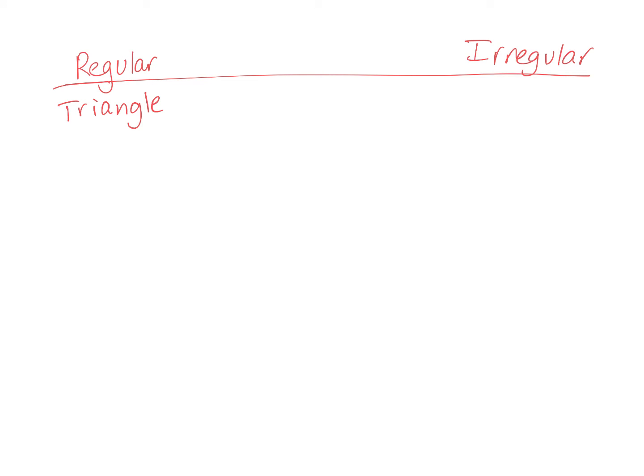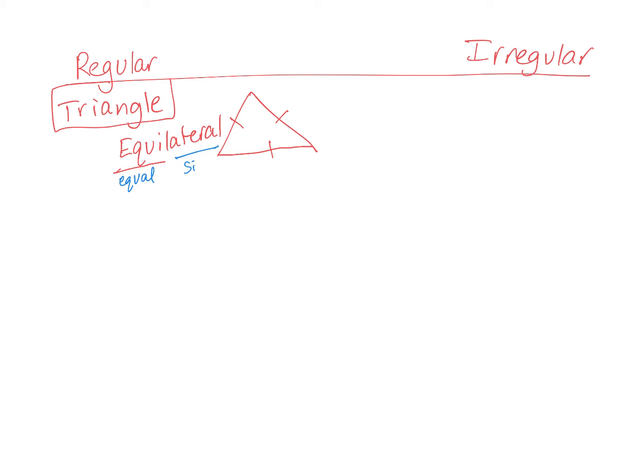A regular triangle has all equal sides and equal angles. This is also called an equilateral triangle. Equi means equal and lateral means side. So equal sides in this triangle. Then you've got a square as your quadrilateral. Again, we can show this.